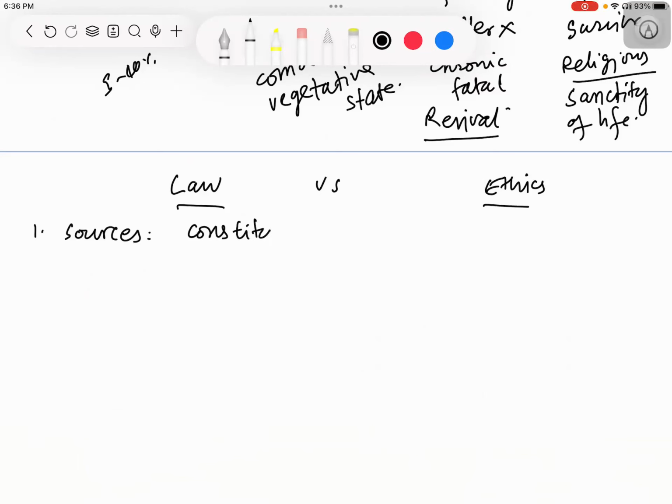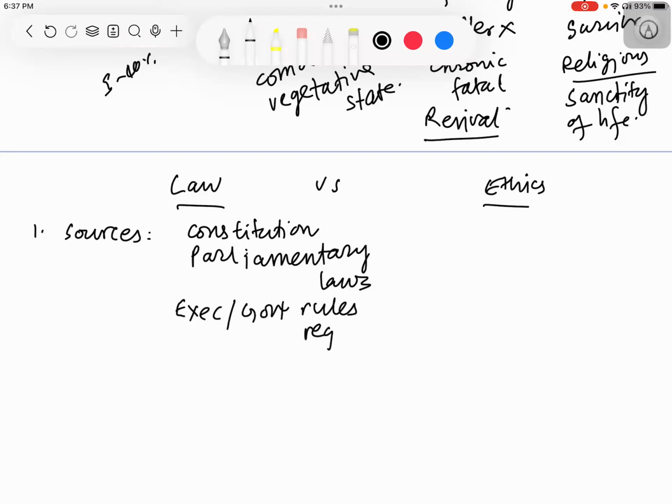Constitution, parliament or parliamentary law, right? Then there are executive or government rules and regulations, right? What are the sources of ethics? We have discussed there are many sources.